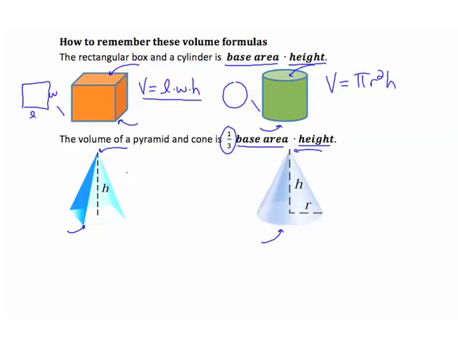Let's take a look at the volume of the pyramid. So we're going to multiply 1/3 times the base area. Well, the base area, again, is just a rectangle, so we're going to take length times width and then times height. So we just have 1/3 length times width times height. Same idea for a cone. 1/3. The base area here is a circle, and the way we find the area of a circle is pi r squared, and then we're going to multiply that times the height.